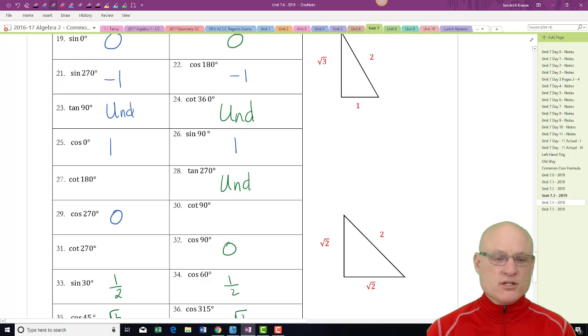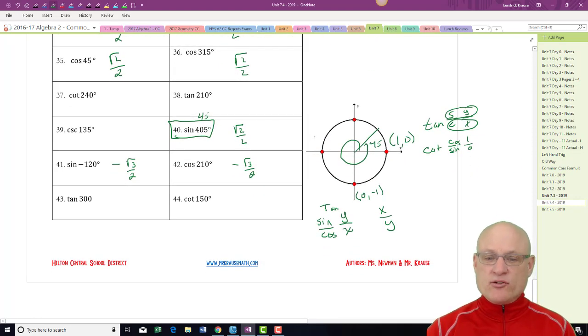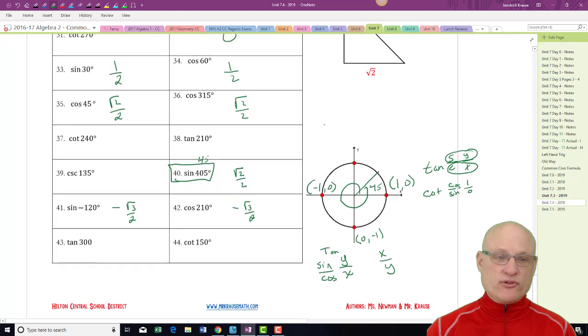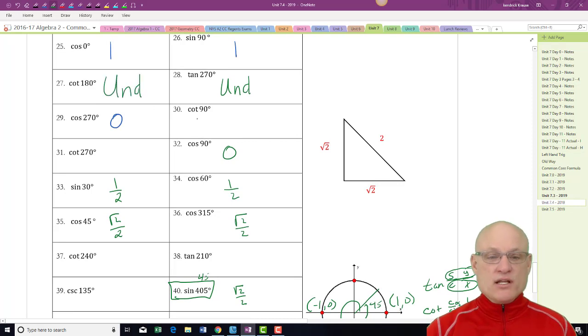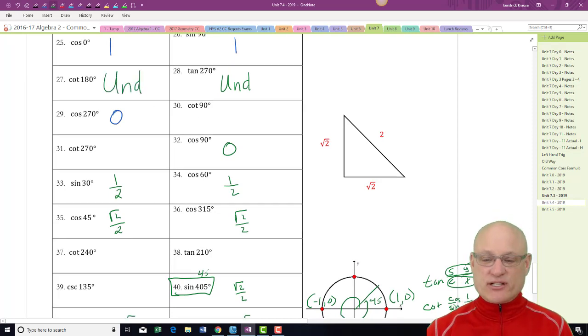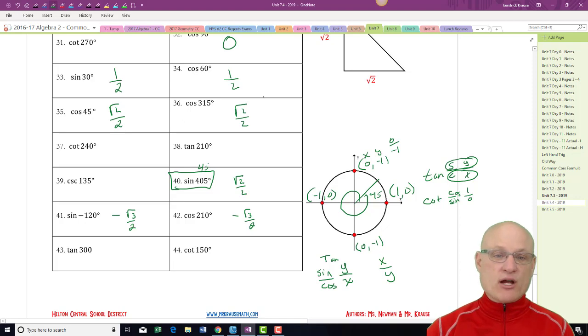So let's talk about cotangent of 180. Cotangent of 180 is basically the same problem. We got negative 1 comma 0. It's still going to be x over y, so that's negative 1 over 0. That's also undefined. Let's try to find the cotangent of 90. The cotangent of 90 is right here. That's 0, negative 1. Again, cotangent is going to be x over y, or 0 over negative 1, so that would be 0.